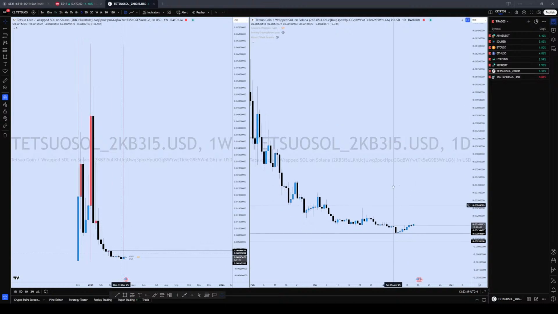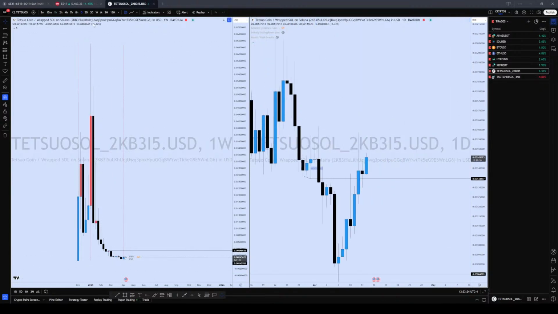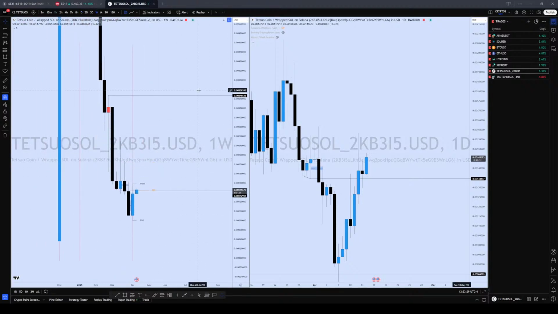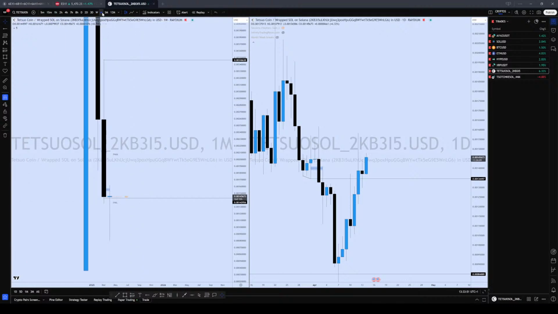Let's go to Tatsuo. All right, so let me zoom in on the weekly. So on Tatsuo, the narrative is the same, similar to all the other cryptos. Watch this candle's high, because we might take it and then we come back down again. Because again, I don't see bullishness yet.